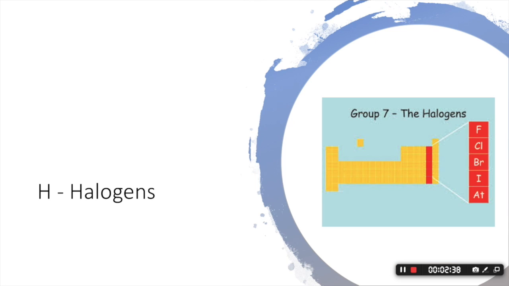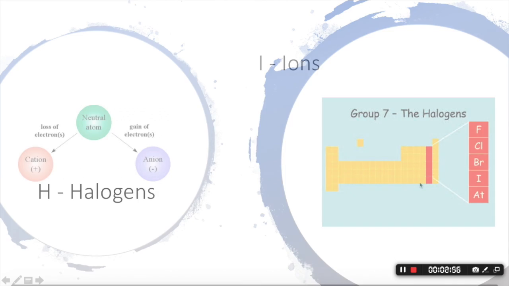H is for halogens. Halogens is a group of elements in the periodic table. These elements are in group 7, each having 7 valence electrons, meaning that they have a -1 charge. These elements are reactive, non-metallic elements that tend to form strongly acidic compounds when with hydrogen.